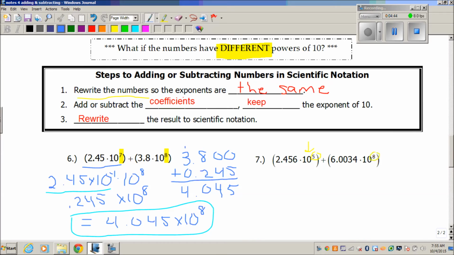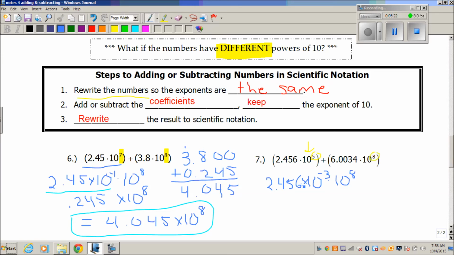So again, I'm going to write a 10 to the 8th because that's what I want it to be. But then I'm going to multiply by a power of 10 to make it equal to 10 to the 5th. So I'm going to think, okay, 10 to the 8th times 10 to what power is going to give me 10 to the 5th? In other words, 8 plus what is going to give me 5? 8 plus, well, it's got to be negative 3. 8 plus negative 3 is going to equal 5. So it's going to be 10 to the negative 3, and then I just rewrite my coefficient, 2.456.